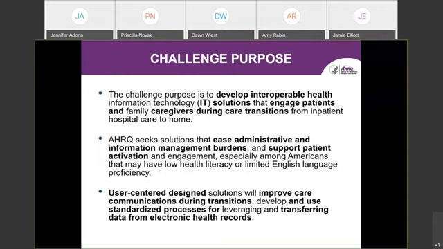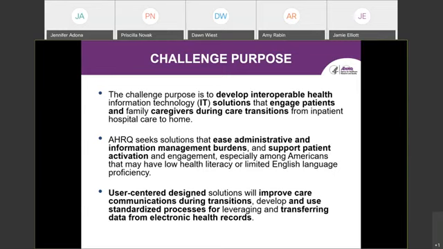So to quickly look at the challenge purpose, and this comes from the challenge website. We hope you all have had a chance to view it. We will go over it briefly when we look at the submission process. The goal here is for solvers to propose and develop interoperable solutions that engage patients and caregivers during healthcare transitions. And this challenge specifically is looking at the transition from hospital to home.